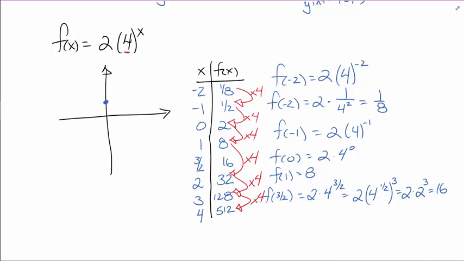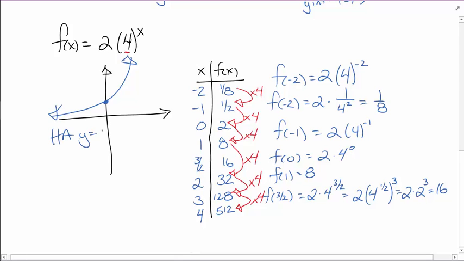We can plot these points. We're going to get a shape that looks exponential. We're going to get a horizontal asymptote of y equals 0. We're going to get a y-intercept of (0, 2). And I could plot the rest of those points, generally speaking, from there.